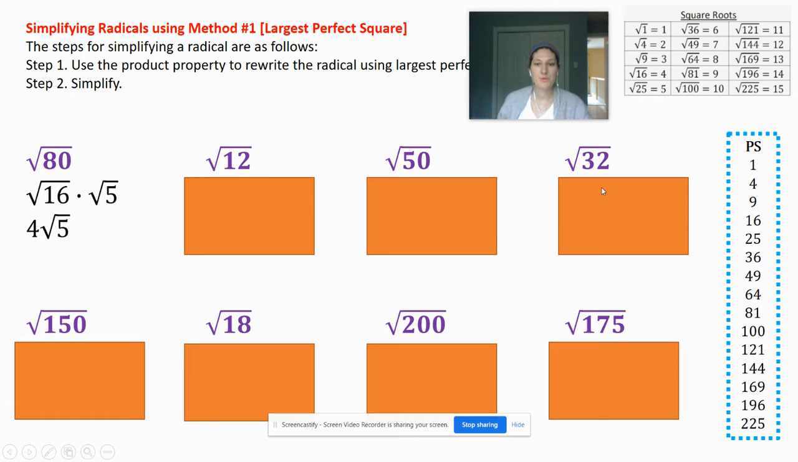The next one, the square root of 12. 12 would fall right here. So I work backwards. Is 9 a factor of 12? Is 4? Yes. So 12 I can break up into 4 times 3.